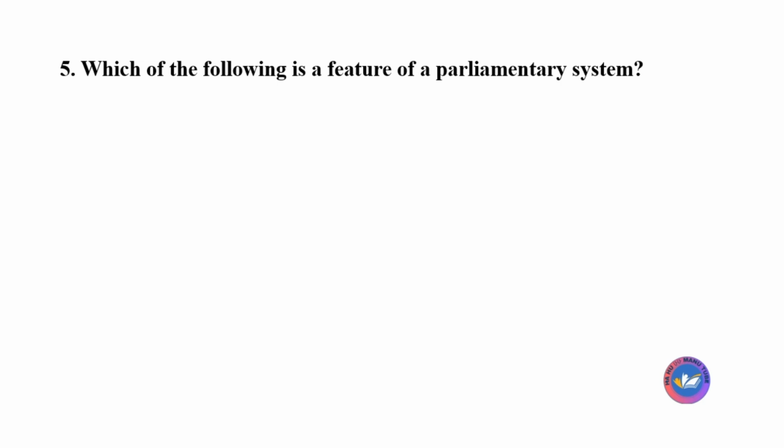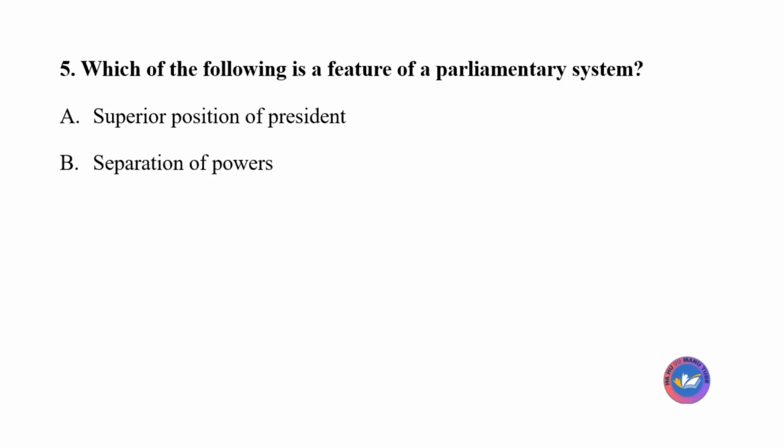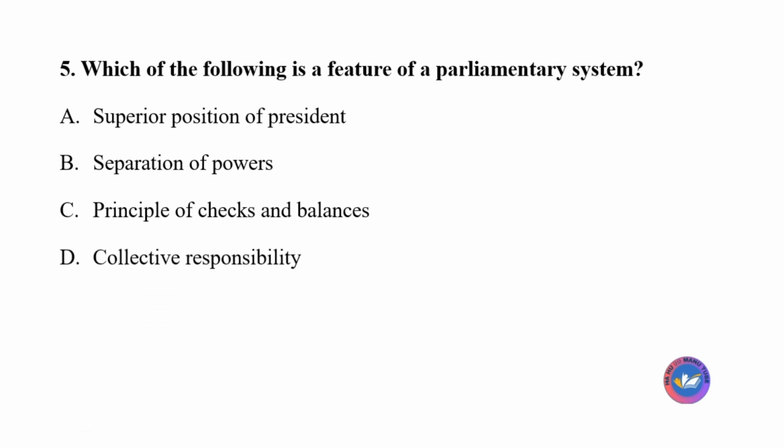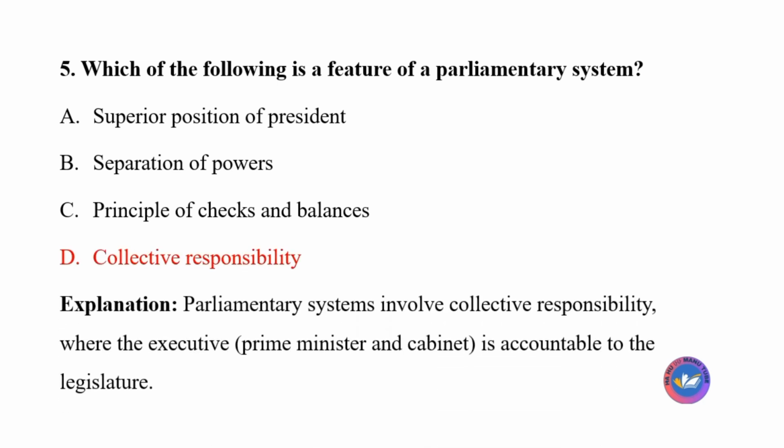Question number 5. Which of the following is a feature of a parliamentary system? A. Superposition of president. B. Separation of powers. C. Principles of checks and balances. D. Collective responsibility. The answer is collective responsibility. Parliamentary systems involve collective responsibility, where the executive, or prime minister and the cabinet, is accountable to the legislator.